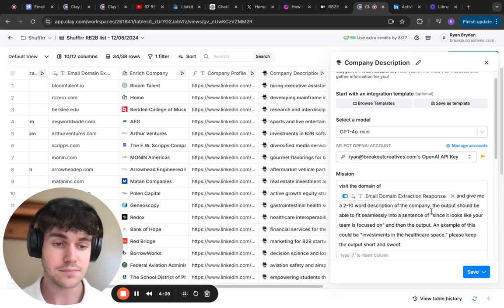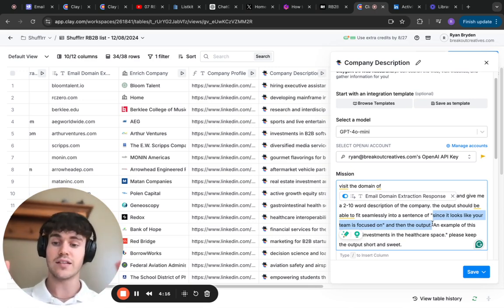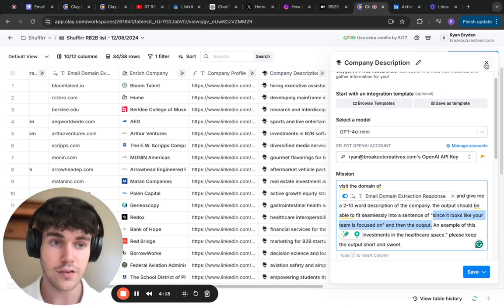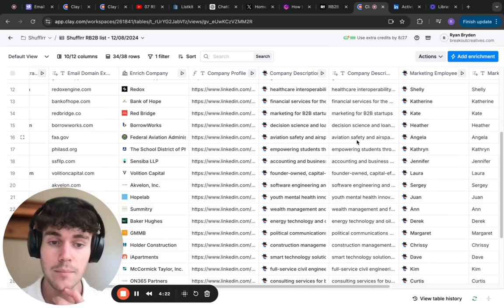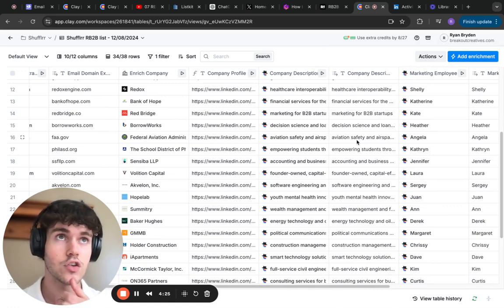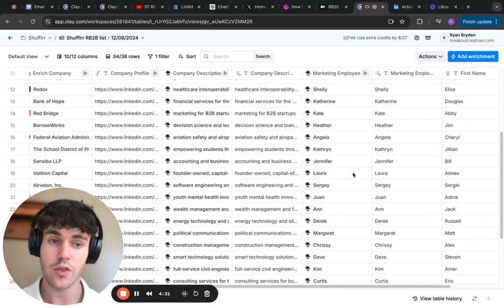Is saying the output should be able to fit seamlessly into a sentence of, "since it looks like your team is focused on blank." I find when you give it a sentence that it has to fit into, it does a good job, and it did do a great job, right? So we have all these examples right here that tie into the product that our client sells into these companies, and how we can tie those together.